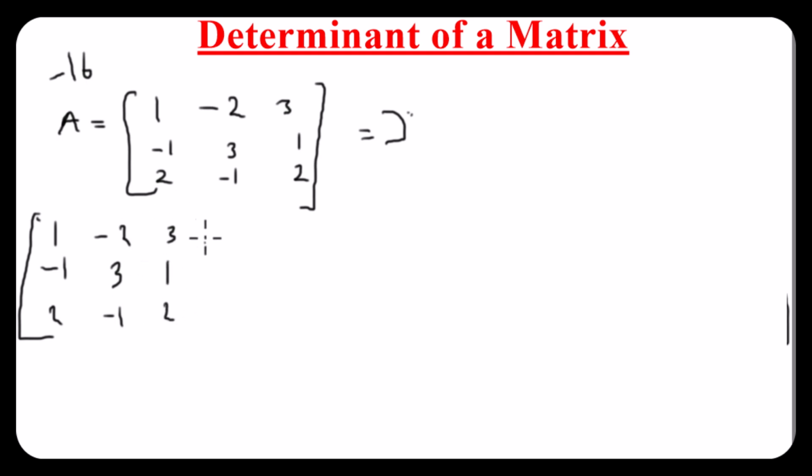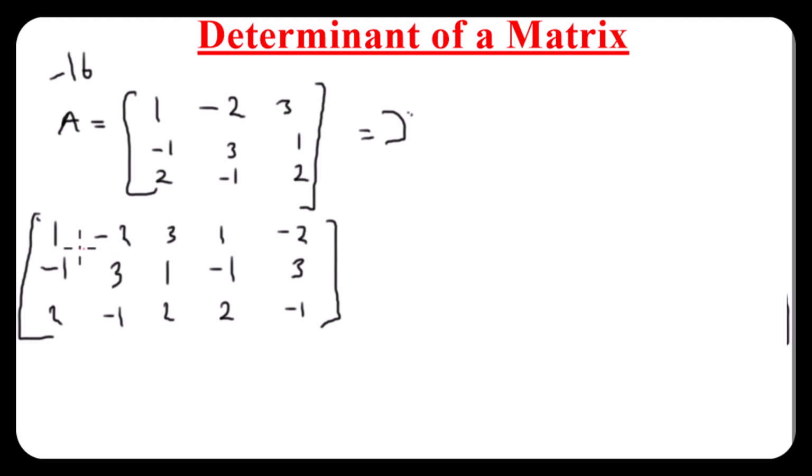Now after writing this, before you close the bracket, you want to write the first two columns in continuity like this: 1, minus 1, 2, then minus 2, 3 and minus 1. So that's what I've written. I wrote the original matrix itself, and then I added the first two columns, not rows now, first two columns, to the matrix itself. So the next thing to do is to multiply the diagonals.